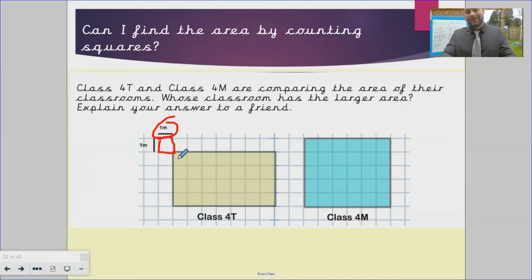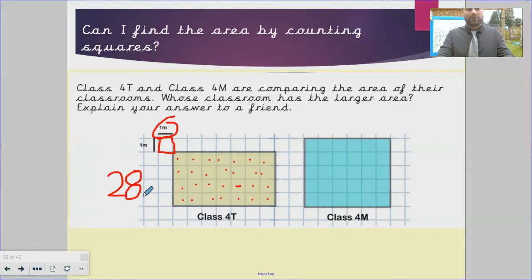We're now going to count how many squares fit into each of our classrooms. So this one we have 1, 2, 3, 4, 5, and on up to 28. So this has an area of 28.